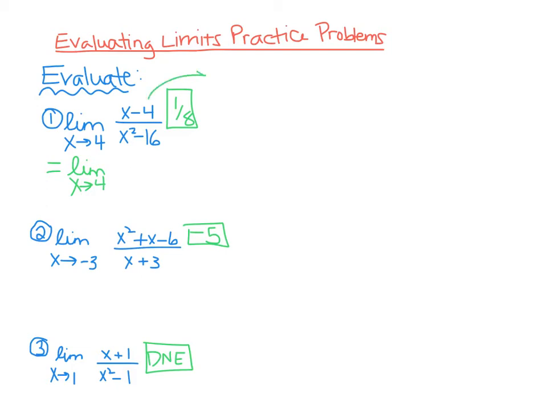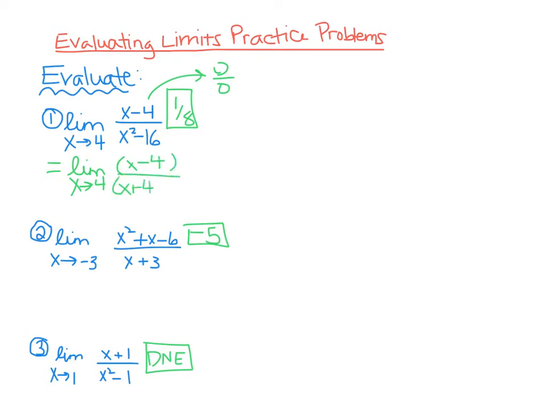You'll find that if you substitute in 4, you get an indeterminate form. You get a 0 over 0. So that means that we need to use other methods than just plugging in values. We can't just use direct substitution on this one. So in this one, I'm going to factor.